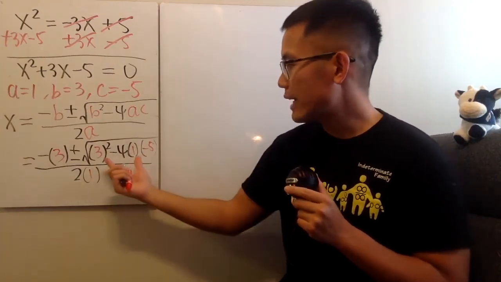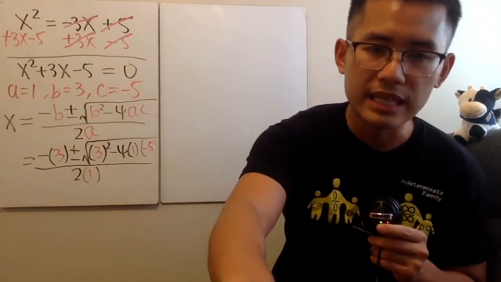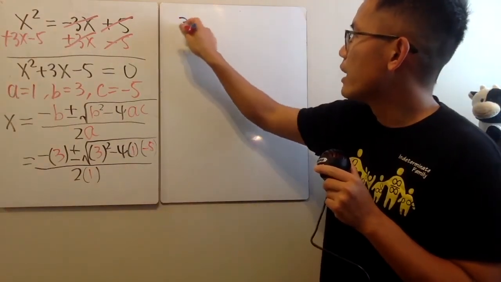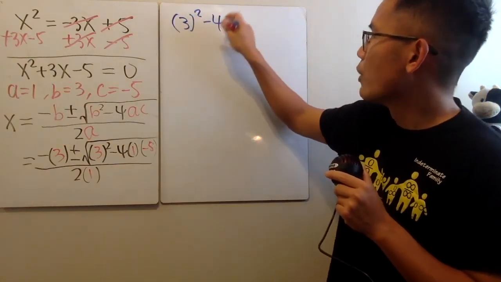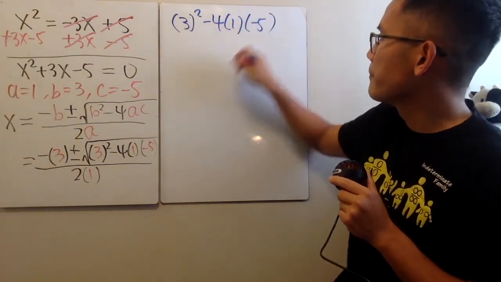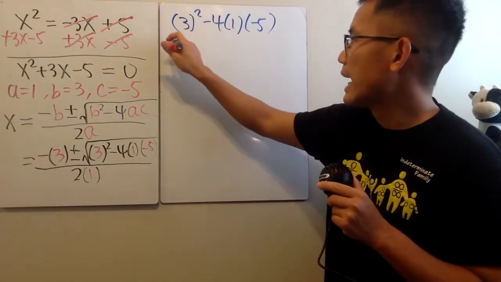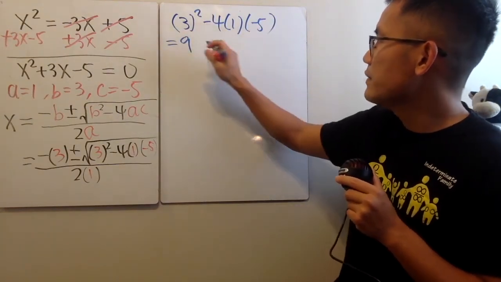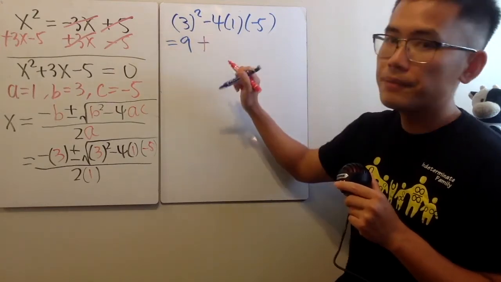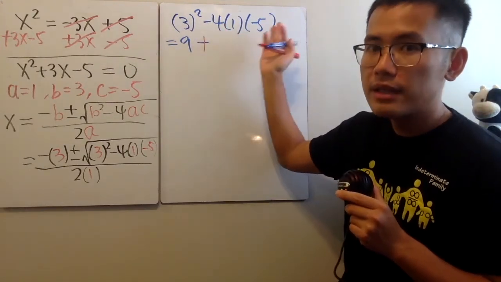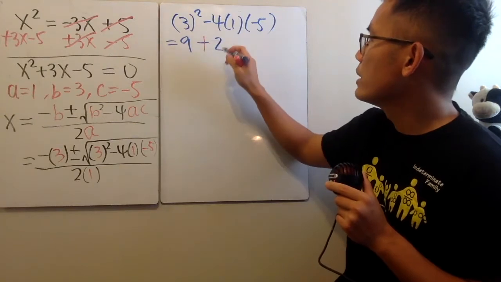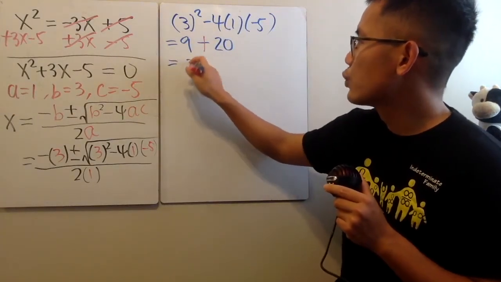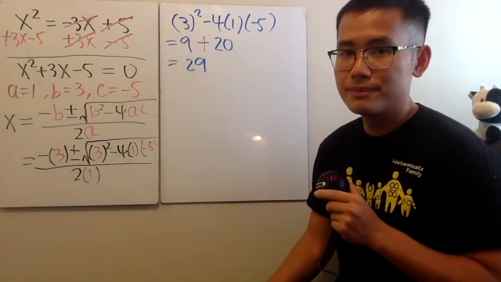Alright, so now we just have to work this out, so let me just do it on the side for you guys. Right here, when we have 3 squared minus 4 times 1 times negative 5, well, 3 squared is 9, and then let's multiply all this. You see negative times negative, that will give us positive. 4 times 1 is 4, times 5 is 20, right? 4 times 5 is 20. And add this up, we get 29, like this.